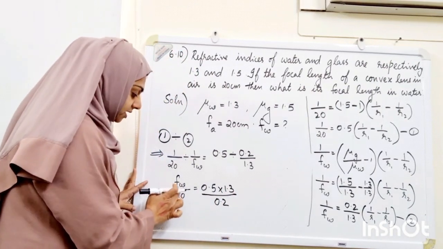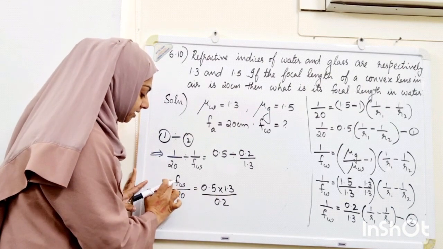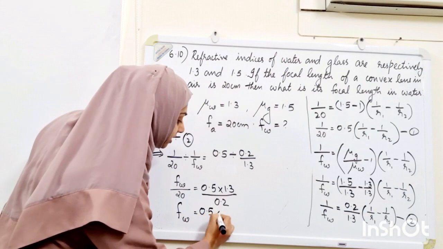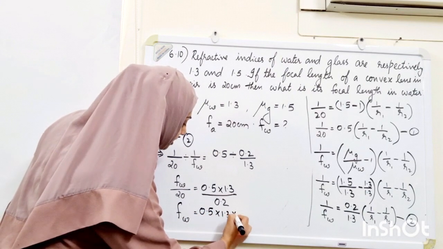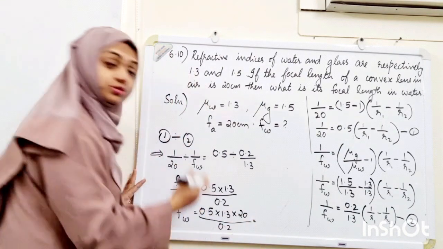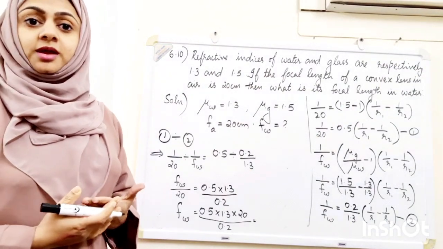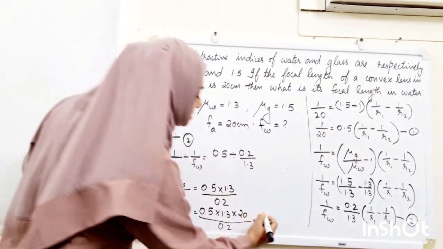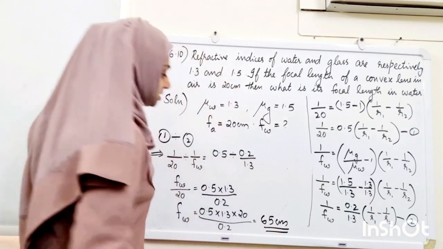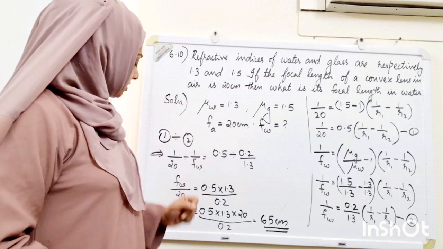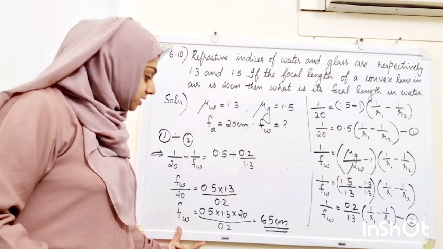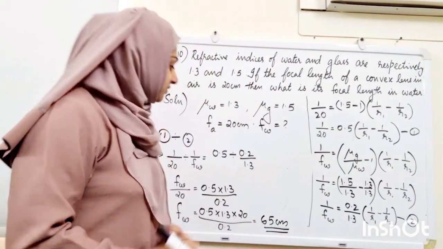Or if I take 20 to the other side, I can get FW. So FW is equal to 0.5 times 1.3 times 20 divided by 0.2. You can use your calculator at this point, and I got the result here as 65 centimeter. So this is the focal length of the lens when it is kept in water, 65 centimeters.